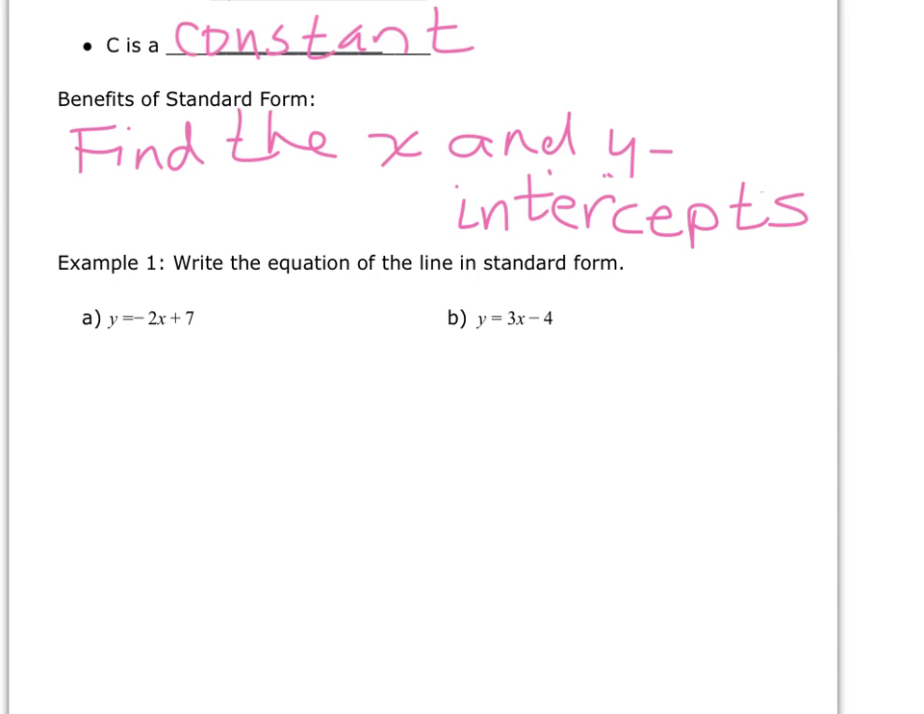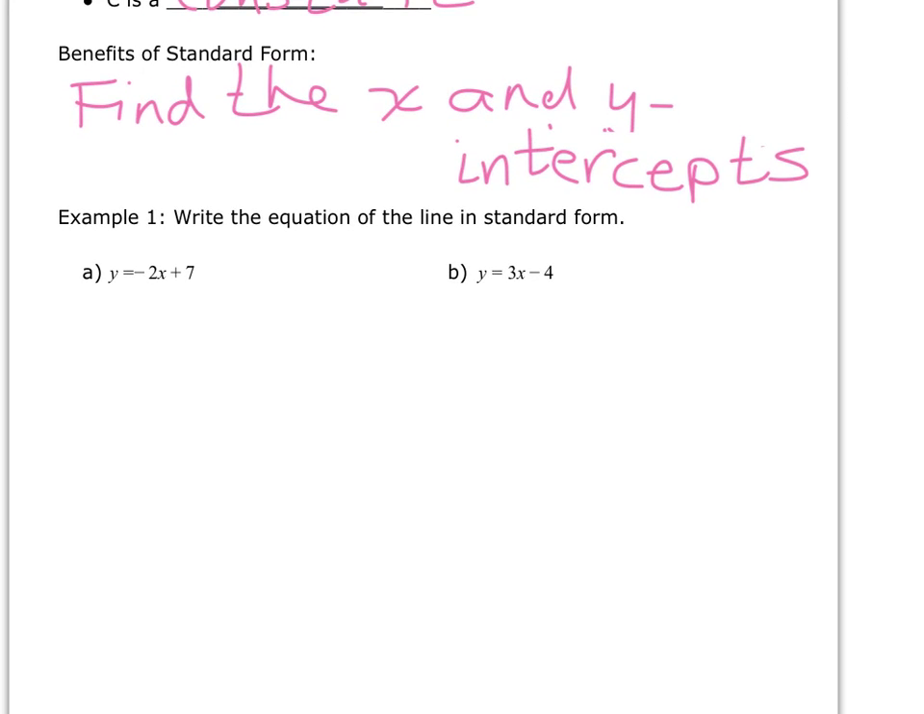So we're going to write the equations of the lines in standard form, and later we're going to come back and find the intercepts. So A says y equals negative 2x plus 7. So remember for standard form, I want my x and y to be on the same side. I want a and b to both be whole numbers, and I want a to be positive. So those are the three things I'm looking for.